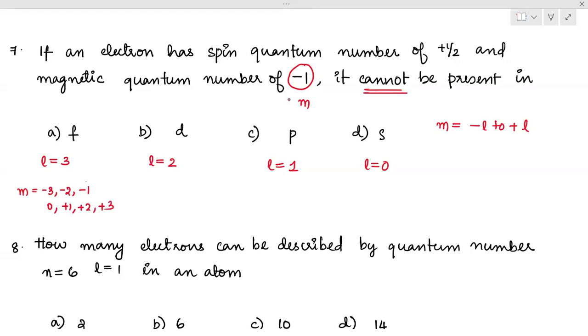So here -1 is there, so this is not the option. In D, the values of m correspond to -2, -1, 0, +1, +2. Again, -1 is there. In option C, values of m can range from -1, 0, +1, so -1 is there. But in B, the value of m can only be 0. And hence m is equal to -1 cannot be present in option B, S subshell. Okay.